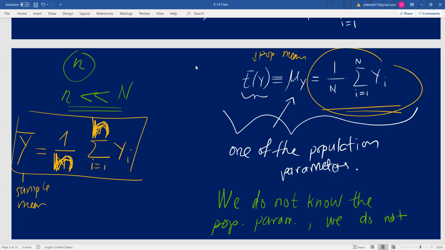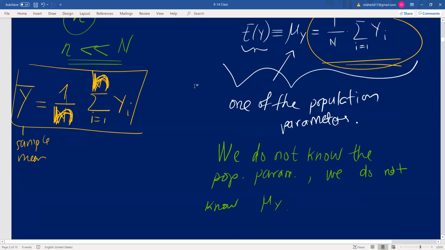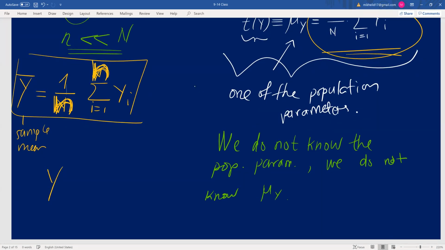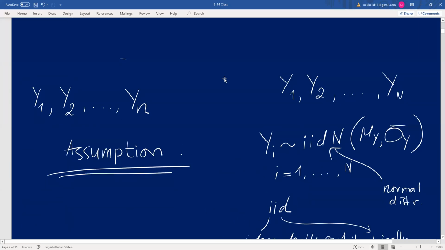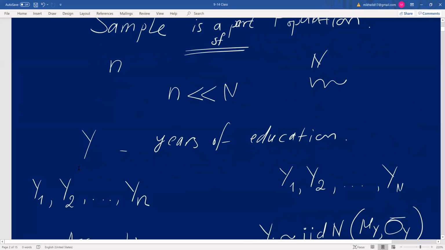Wait, so yi would be like year 1, year 2, year 3? No. I said Y is just a variable, that's years of education. Y1 is the years of education for the first observation, Y2 is the years of education for the second observation, and so on. In a sample, would the Y be lowercase, Professor?